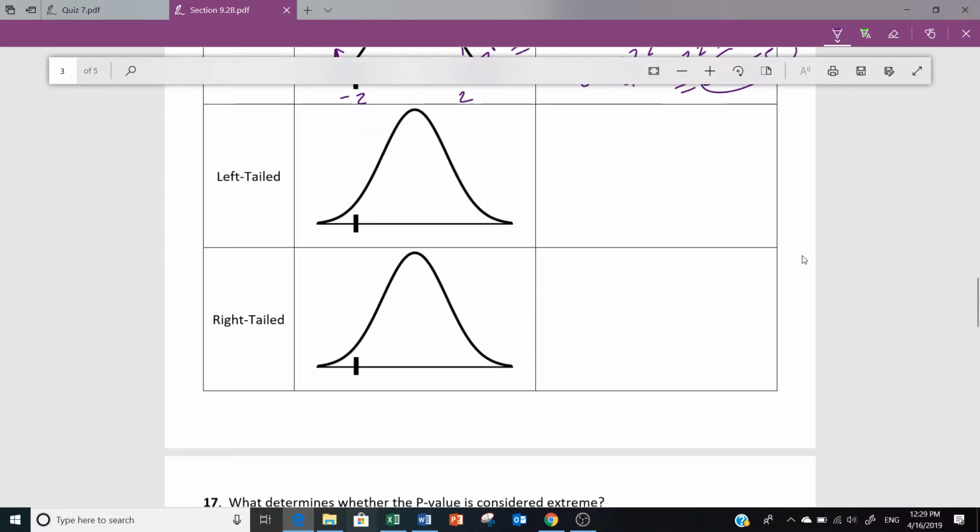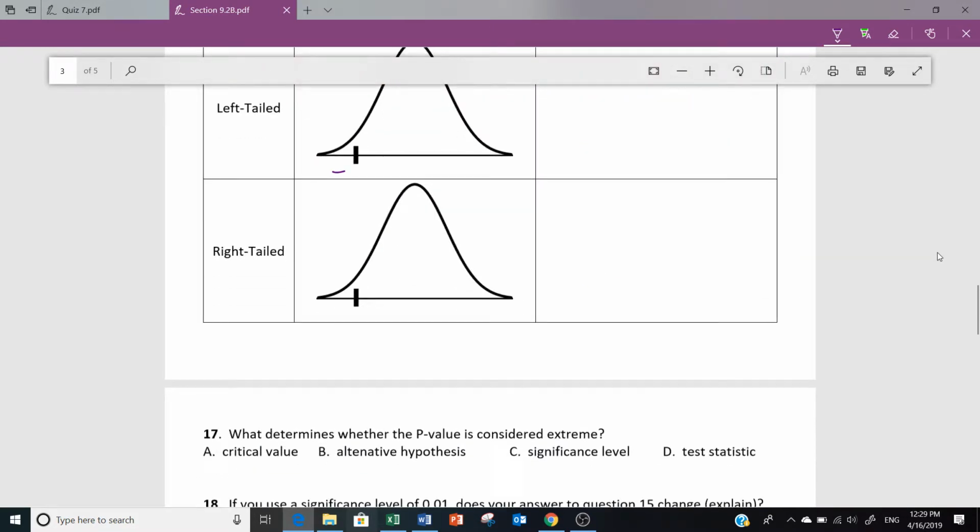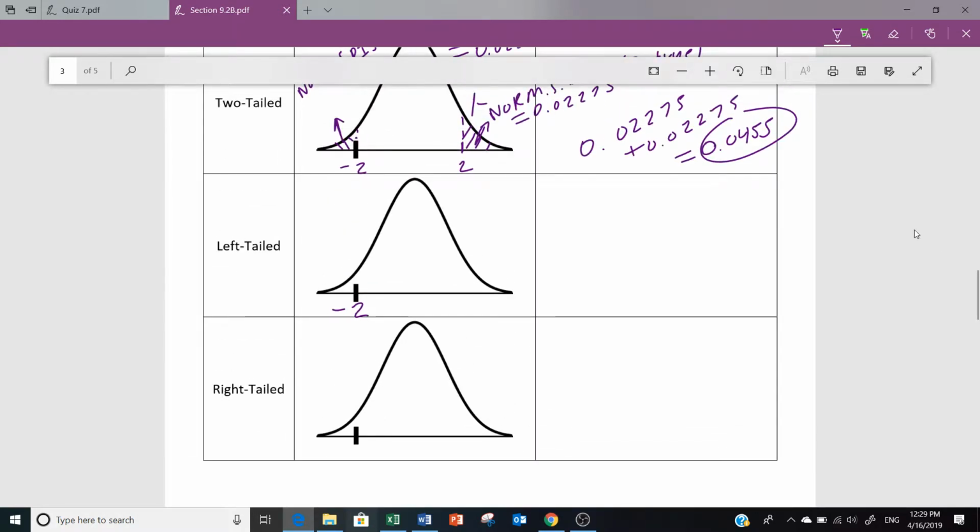Okay, left tail test. If your z value is -2 and we have a left tail test, what side are the extreme values on? Left. See if we can find the p-value for both the left tail test and also the right tail test. So let's go ahead and do groups of 2. For a left tail test, we're testing to see if the z value is extreme on the left side. So extreme values are only going to be on the left side.